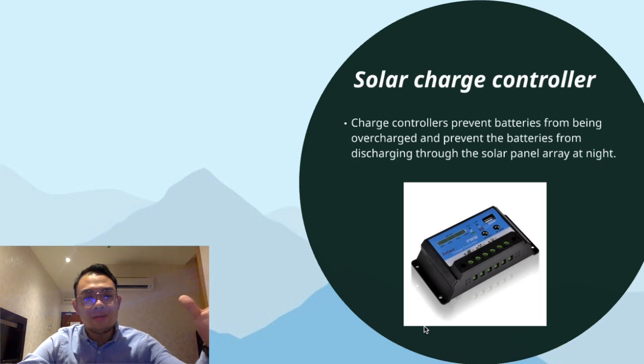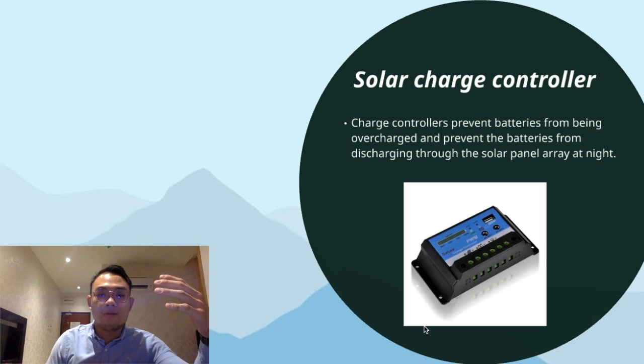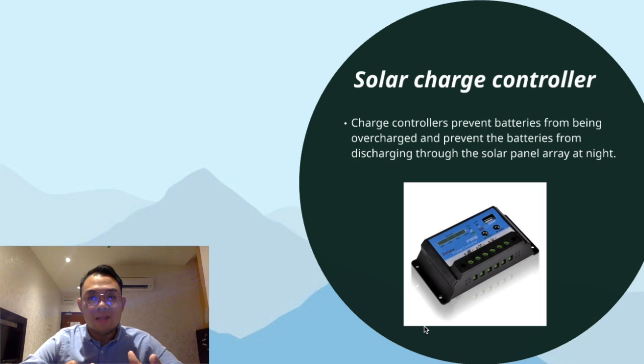When it's night, we don't have any sunlight, and the panel will stop generating electric power. Because there is no valve, the current will just flow back to the solar panel, and that will damage your solar panel. It will burn your solar panel because it's a negative flow back current. So in order to prevent these situations from happening, we need a solar charge controller.